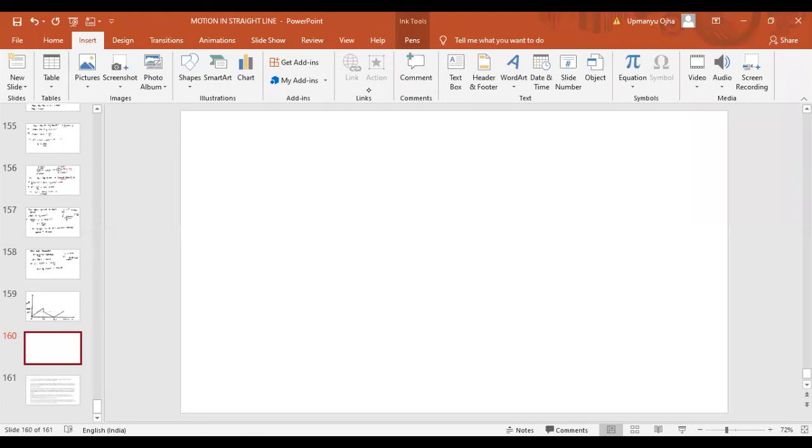Okay, so I think there is no other doubt in NCERT. Fine. 3.10. 3.10. Okay. 3.10.